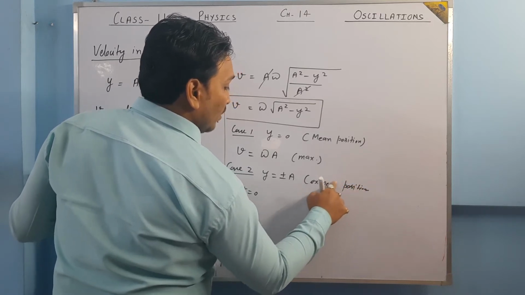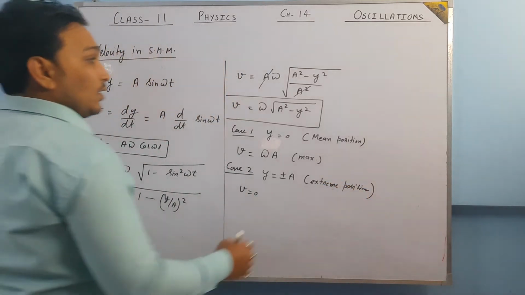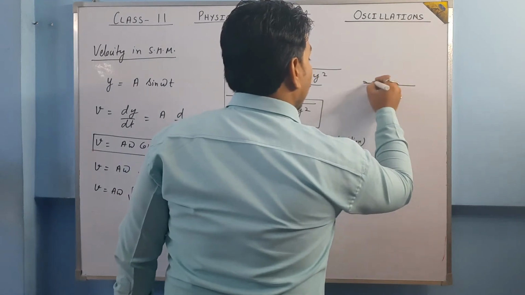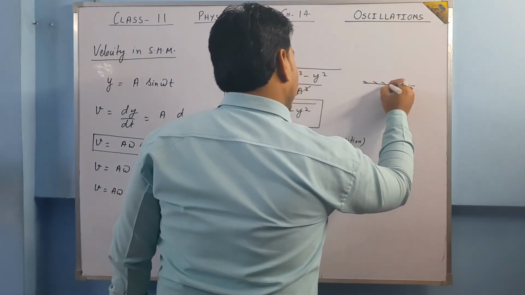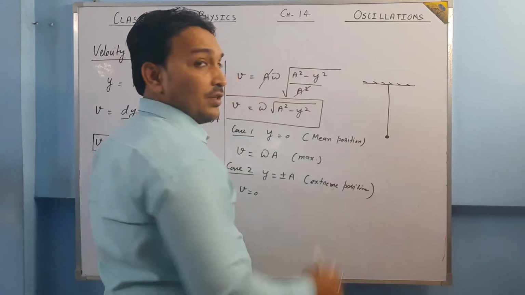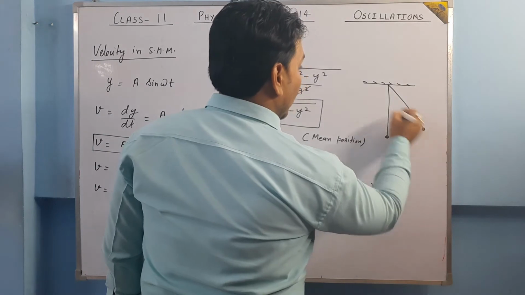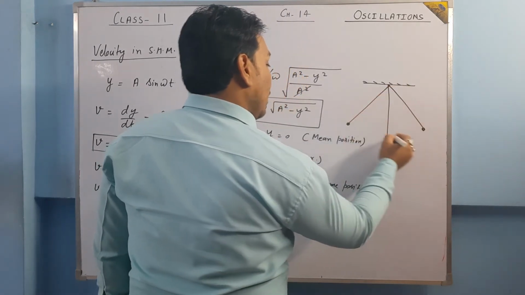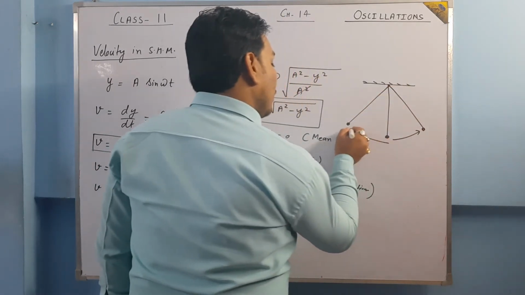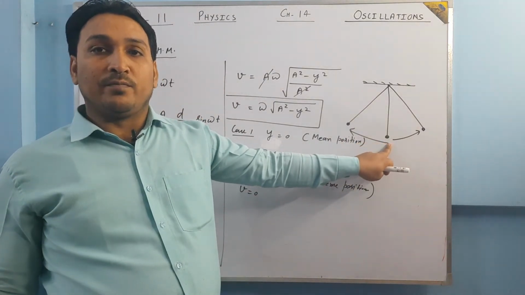Extreme position, right? What I mean to say is, suppose I take an example of a simple pendulum. This position is its mean position. If it oscillates, it goes over there, then goes over there, and again goes over there, then over there. So at the mean position, its velocity will be maximum.